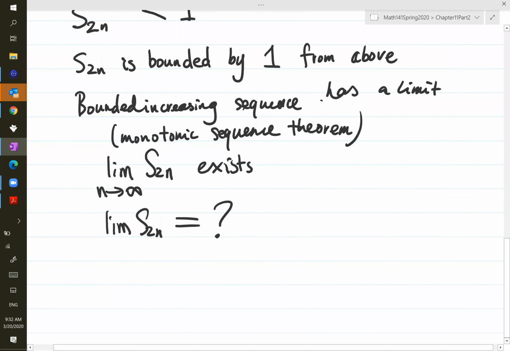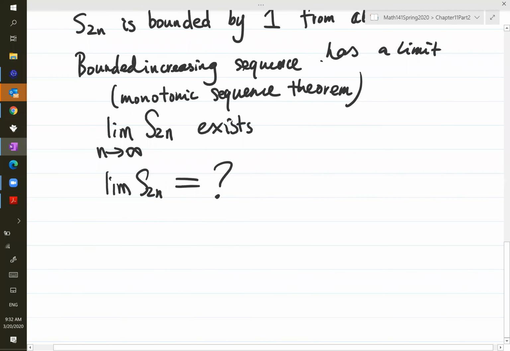Now, the next question is, what number does it converge to? We know it converges to some number. Suppose we let this number be s. Suppose it converges to s. Now, remember, we only showed that the even term partial sum converges to s.